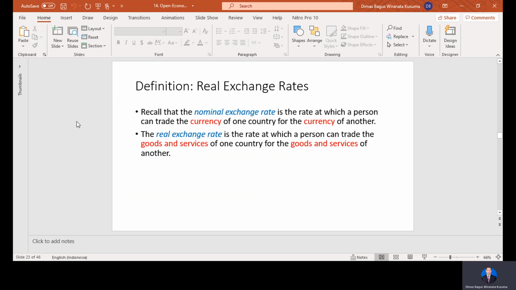Yeah. So what is the real exchange rate? Recall the nominal exchange rate is the rate at which a person can trade the currency from one country for the currency of another. But the real exchange rate is the rate at which a person can trade the goods and services of one country for the goods and services of another. So the real exchange rate is the exchange of good for good, but the nominal exchange rate is the exchange of currency for currency. Then you can see the difference.